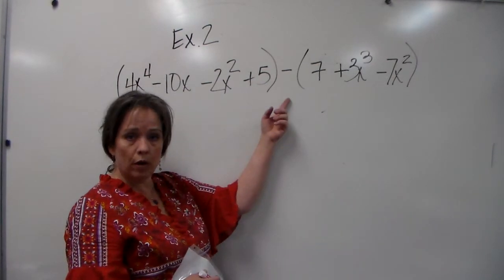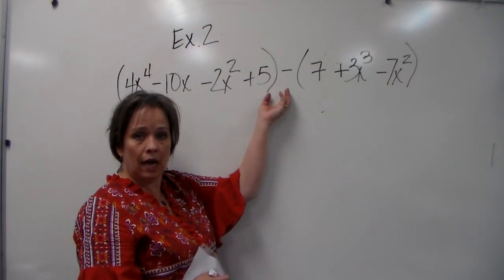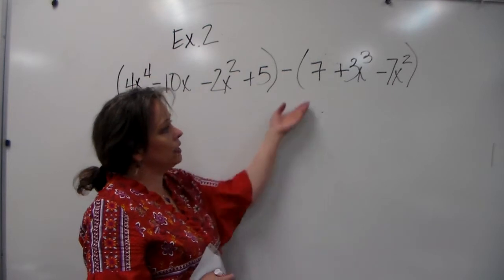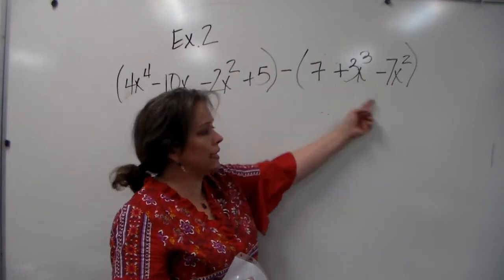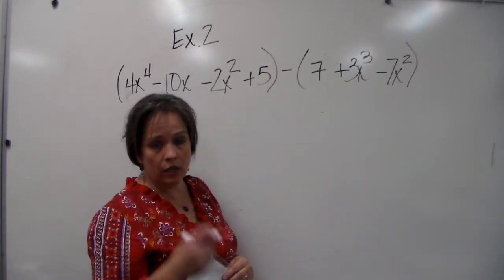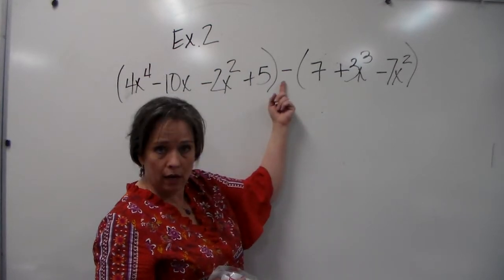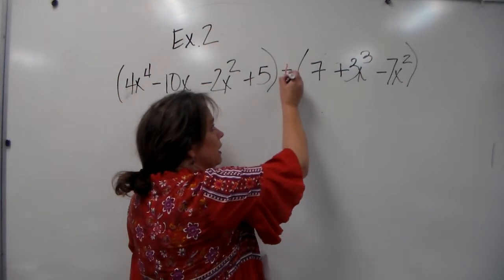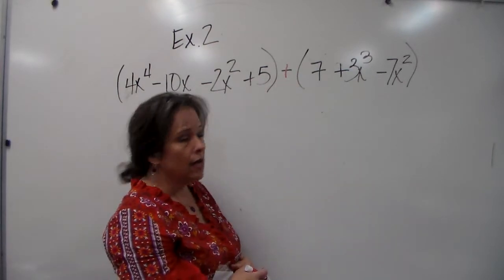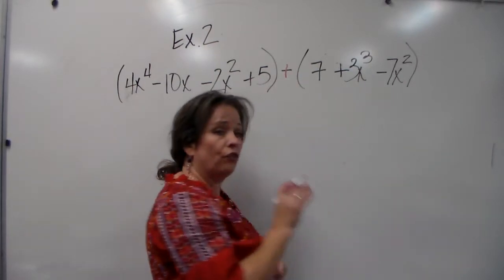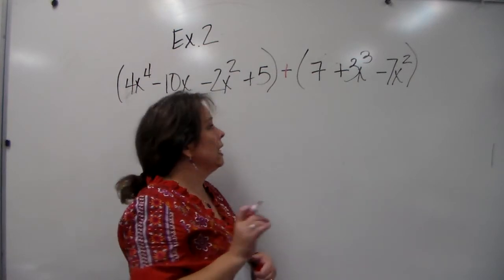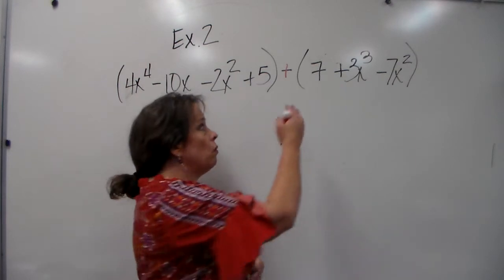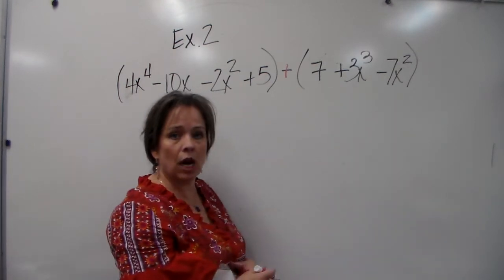The thing that's really important here is we've got to distribute the negative in front of this second polynomial with the set of parentheses. So if you ever see a subtract sign in front of the parentheses, here's what you need to do. You need to change that subtract to an add, and then you're going to flip the signs for every term inside that next set of parentheses, just the one after the subtraction sign.